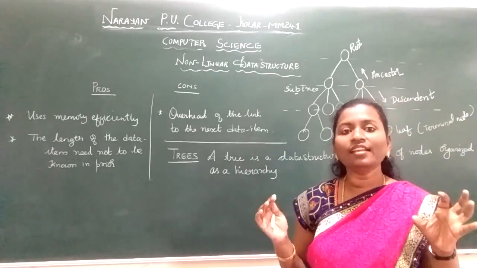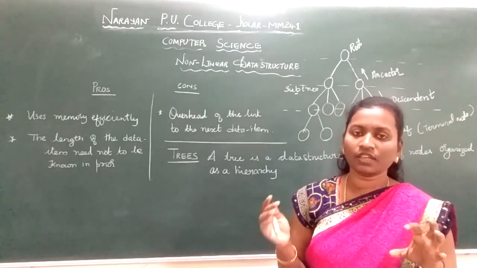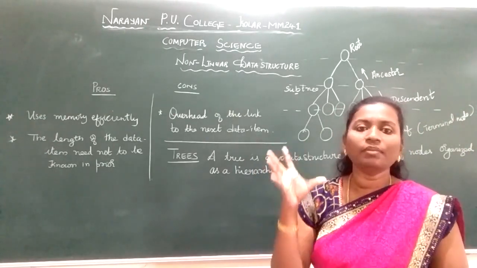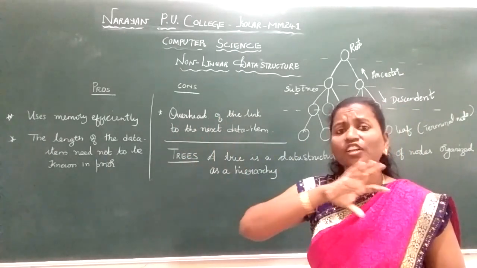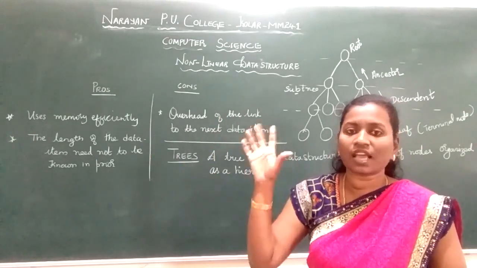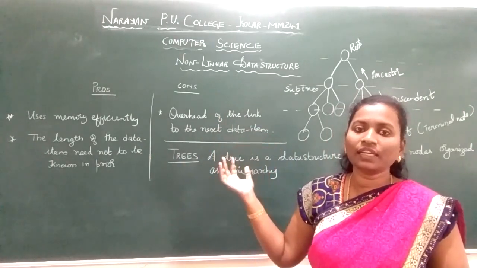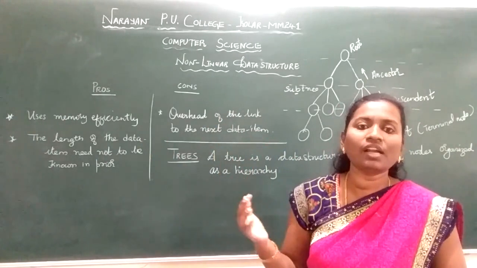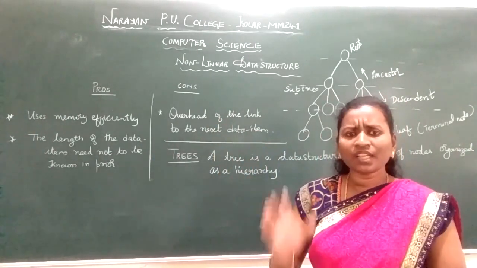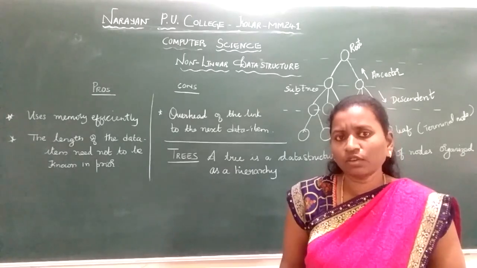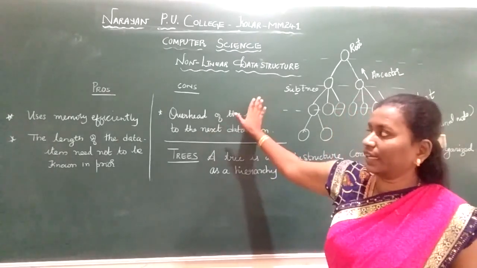It is like trees and graphs. I will tell you what trees and graphs are. It will be like one data element is present here, the next data element is present somewhere else. It is not with a contiguous memory location like arrays, stacks and queues. It is a non-linear data structure where several data items are interconnected by a link. Okay, that is the definition for non-linear data structure.